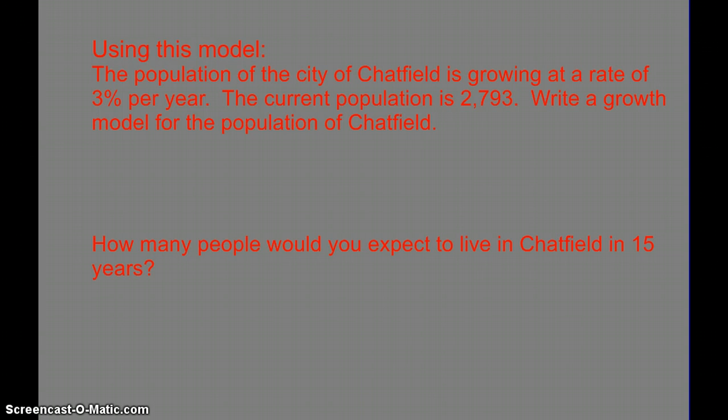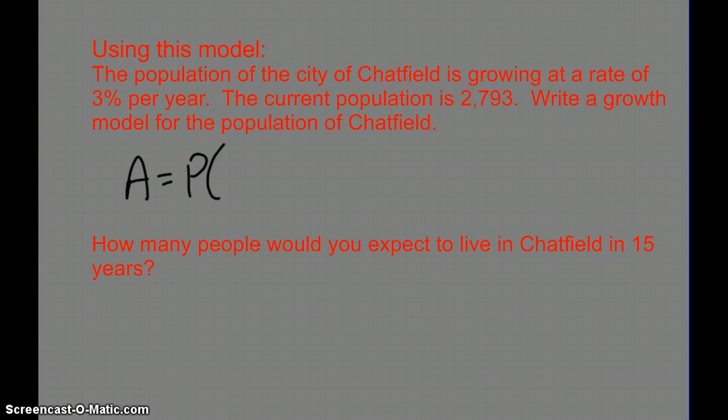Let's apply that model. And we're going to apply that model in a situation of population. Now, this is completely made up. The population of Chatfield, I have no idea what percent it traditionally grows at, but I just made up 3%. And we're going to say the population of Chatfield is growing at a rate of 3% per year. If the current population is 2,793 people, we need to write a growth model for the population of Chatfield at any point in the future. So to do that, we look at our original model.